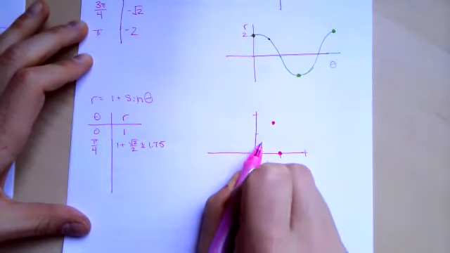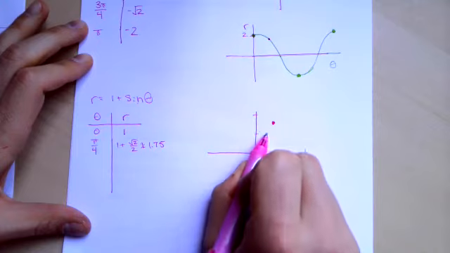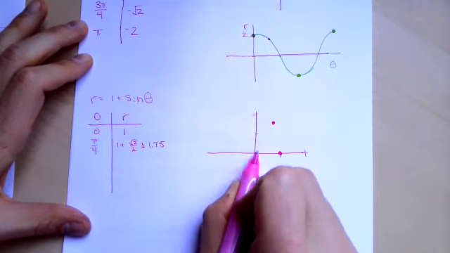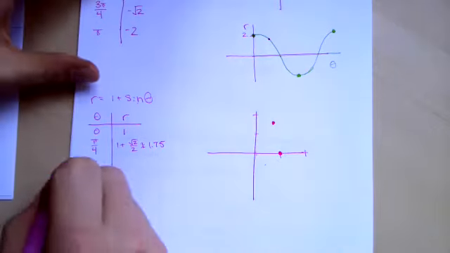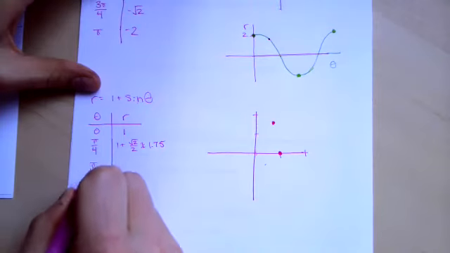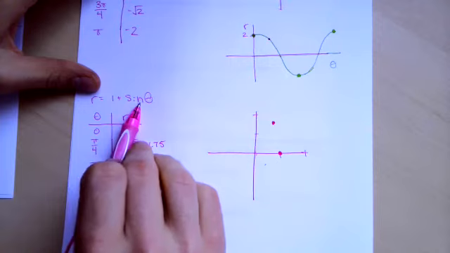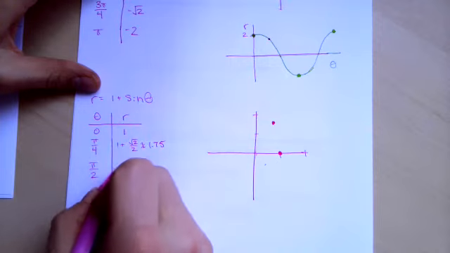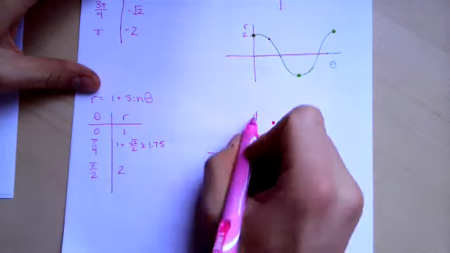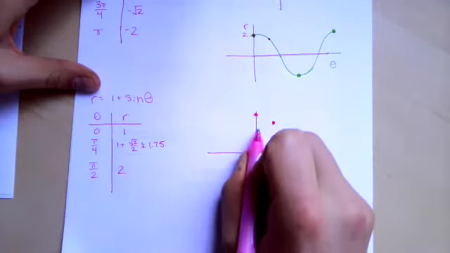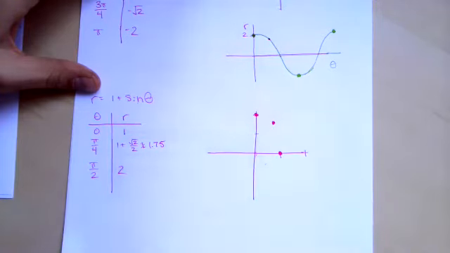So again, my angle is 45 degrees, and then I walk this distance. The radius is 1.75. What's going to happen at pi over 2? Sine has a peak at pi over 2, so we'll have 1 plus 1, and we'll get 2. So we'll be at pi over 2, straight up, radius of 2.